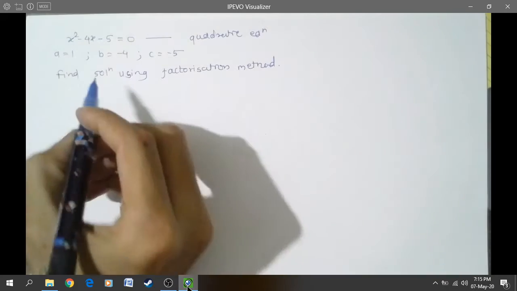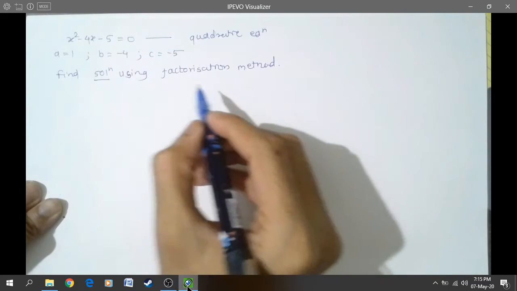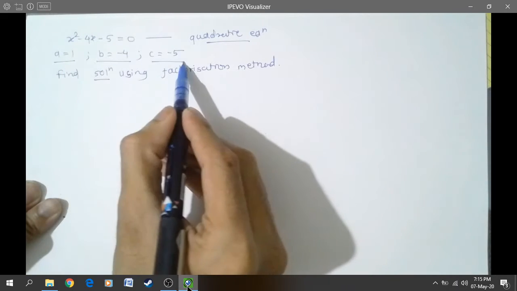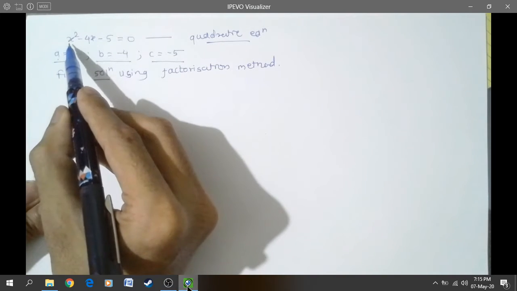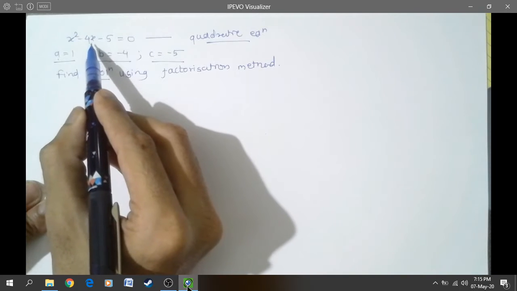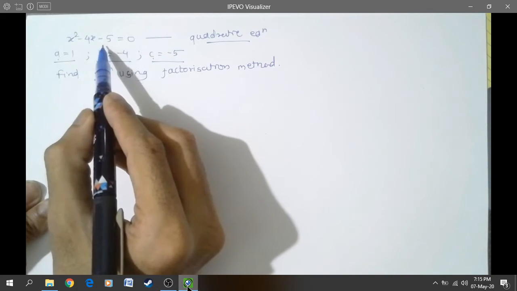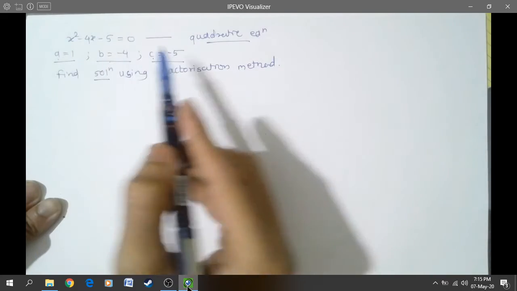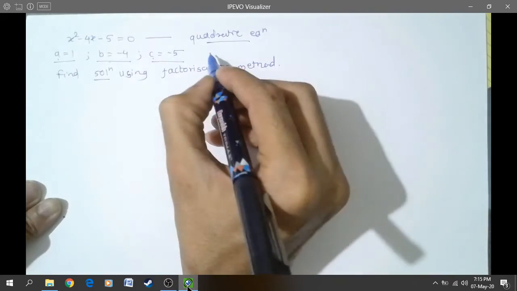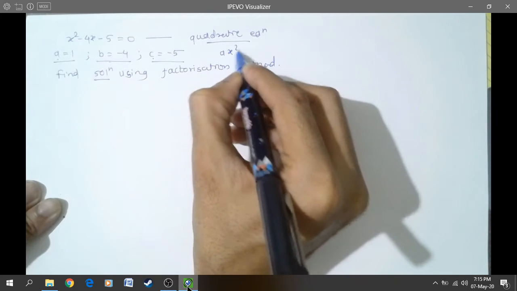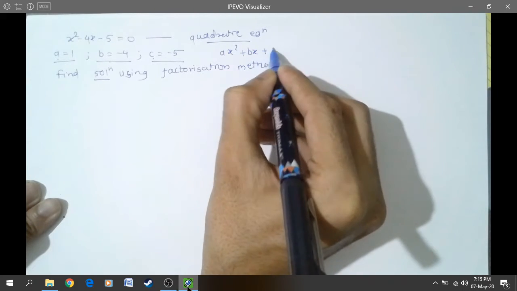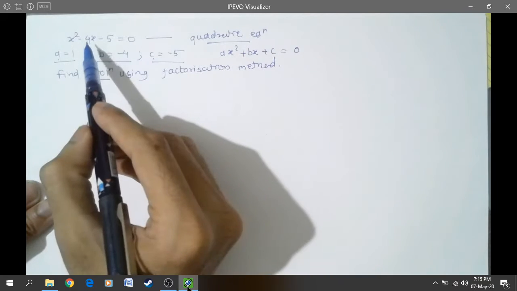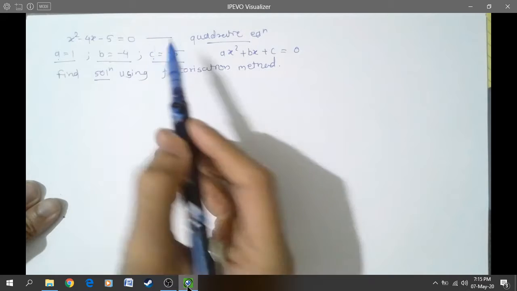So we know what is meant by solution, what is meant by quadratic equation, and what these values a, b, c are. a is the coefficient of x square, b is the coefficient of x, and c is the constant term, minus 5. This is the standard format: ax square plus bx plus c is equal to 0. We compare it with our equation and find the values a, b, c.